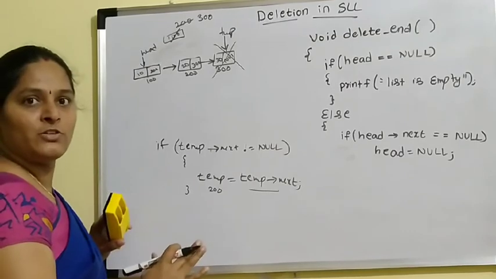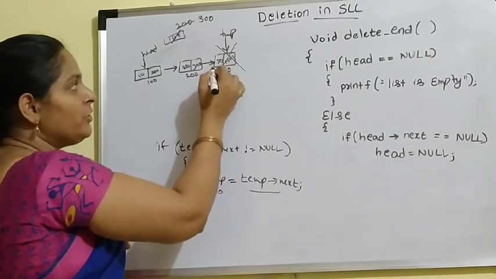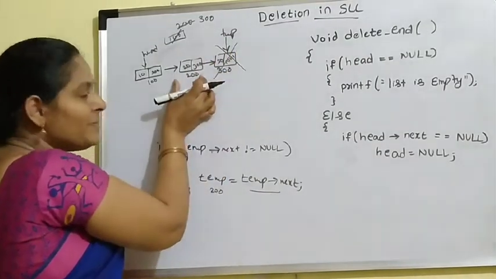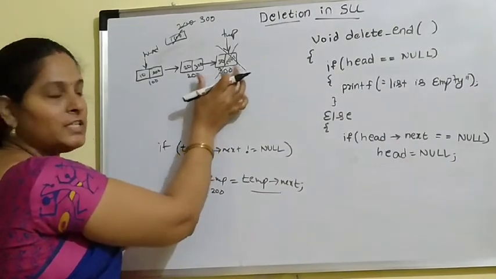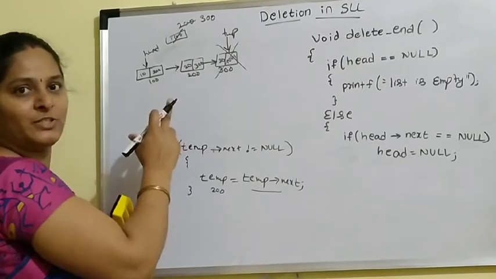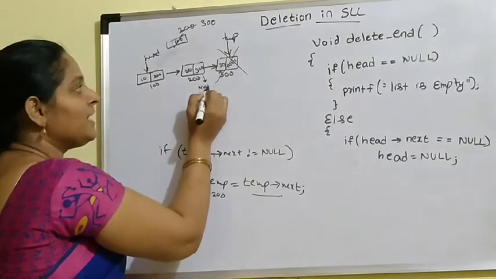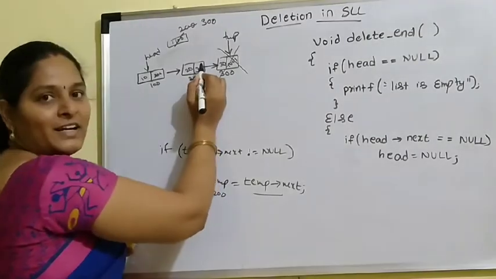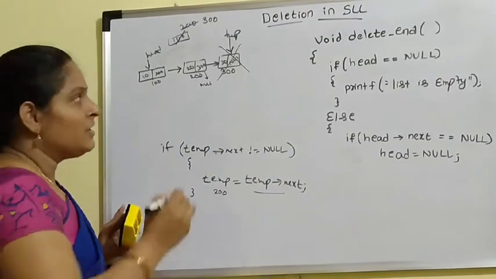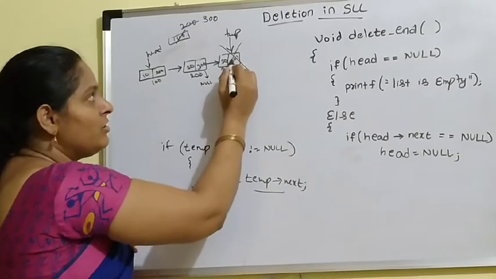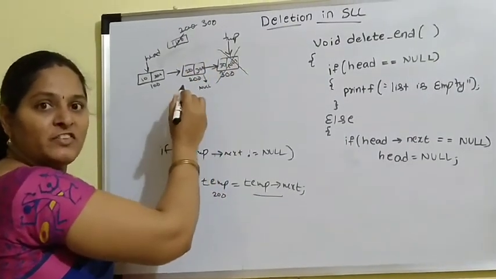If we reach the last node, we need to delete that last node. If you want to delete this node, what do we need to do? After deletion, the previous node becomes the last node. If you want to delete the third node, after its deletion the second node becomes the last node. That means in the second node's next part we need to place a null value. We need to remove this 300 and place null. So if this is the temp node, how do we identify the previous node to place the null value in the previous next field?